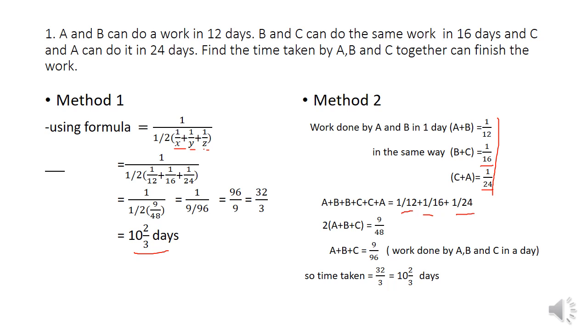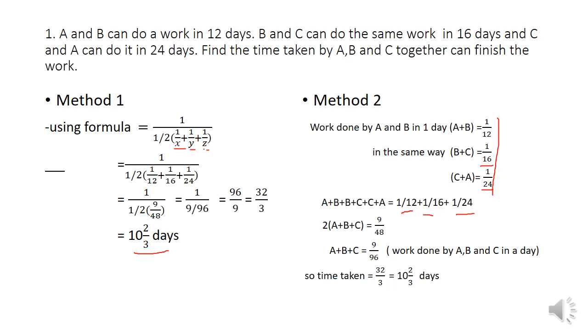So here it is 2 into A plus B plus C is equal to 9 by 48. So this 2 will go to this side, and A plus B plus C is equal to 9 by 96. Here 9 by 96 is the work done by A, B and C together in 1 day. So the time taken by A, B and C is equal to the inverse of 9 by 96, that is 96 by 9. By cancelling 96 by 9, we will get 32 by 3. In the form of a mixed fraction, it will be 10 2 by 3.